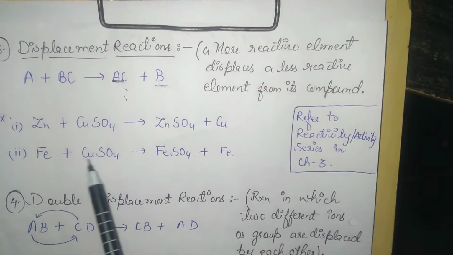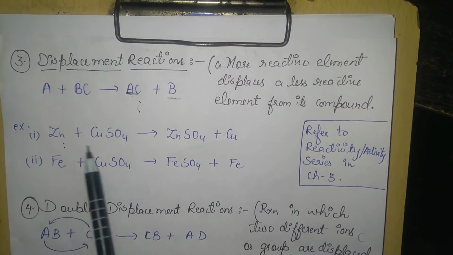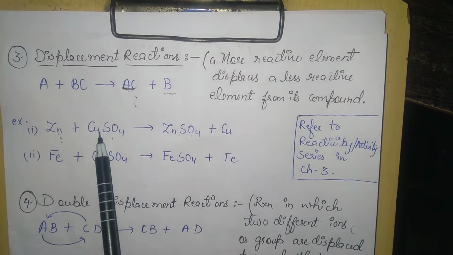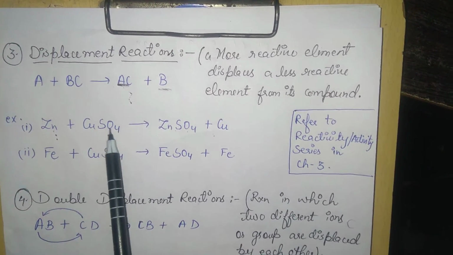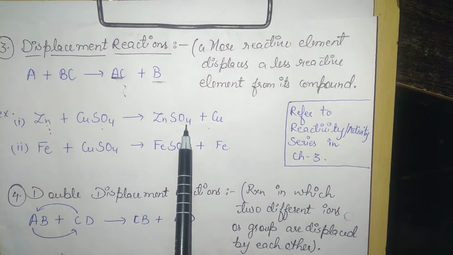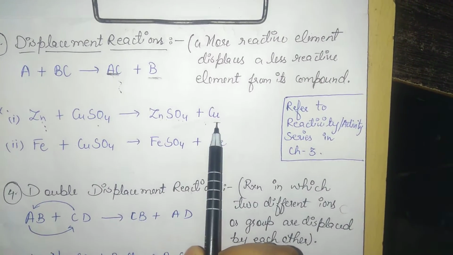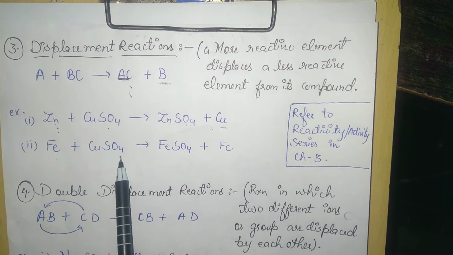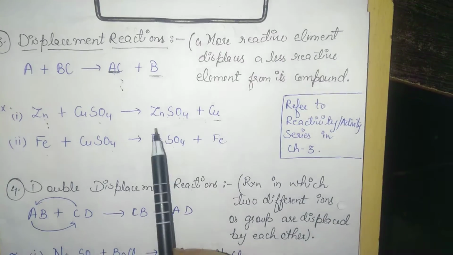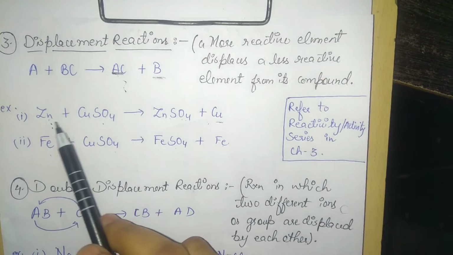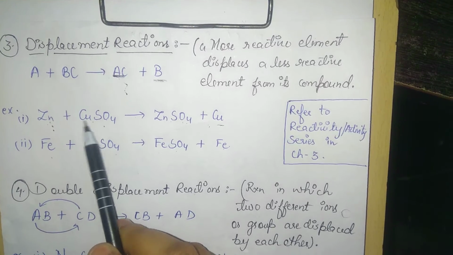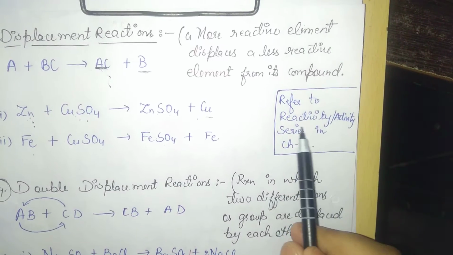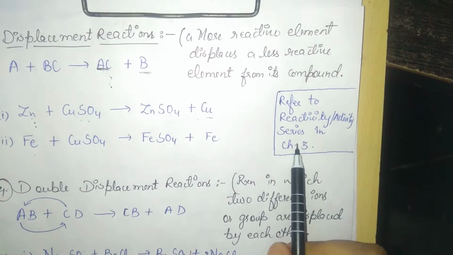Okay, so let's take some examples. First example is where zinc is reacting with copper sulfate to form zinc sulfate and copper. Because zinc is more reactive than copper, that is why it is displacing copper from its compound and forming zinc sulfate. Okay, and this copper will be left as an element. Next, another example of this reaction is iron reacting with copper sulfate to form iron sulfate and copper. If you have any problem in the reactivity, which element is more reactive than which, and whether it will displace the other element from its compound or not, you can check the reactivity or activity series which is given in chapter 3 of your science book.